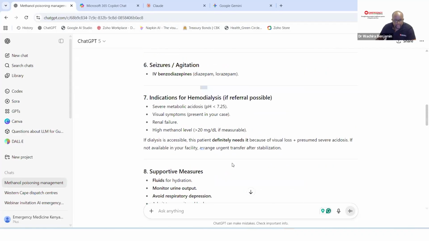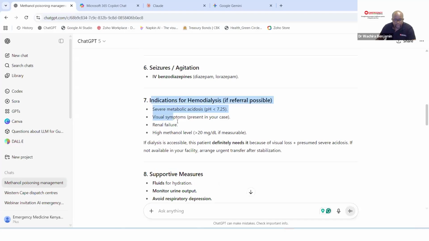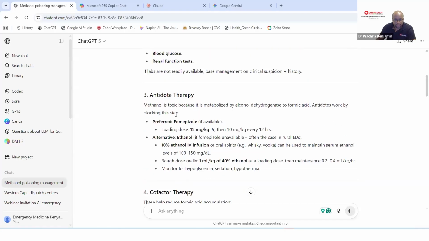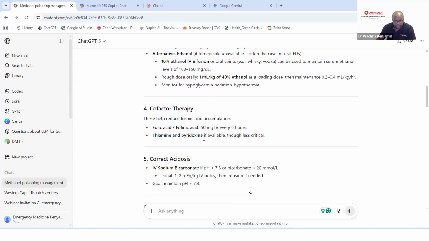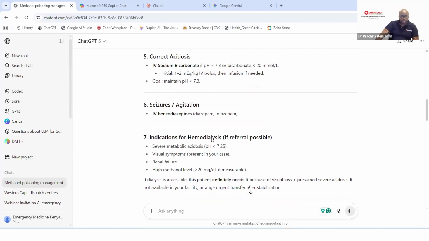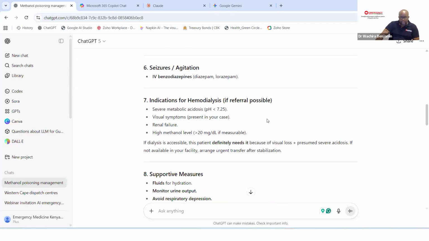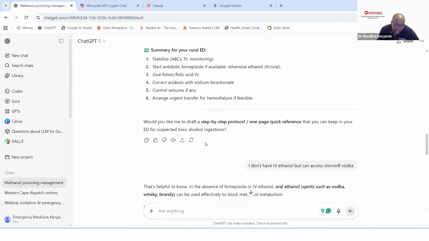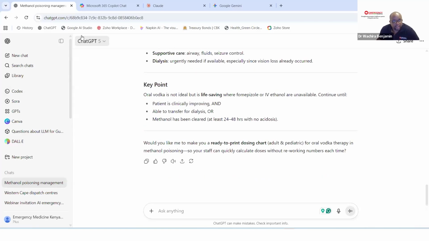But let me see, so dialysis, what are the indications? Indications for hemodialysis. We just quickly jumped to vodka. If you don't have IV ethanol we can give vodka, give thiamine or pyridoxine. Correct acidosis, if you can get your pH done. Seizure control. If your patient has visual symptoms, that is already an indication for dialysis, so they definitely need to go for dialysis. I'm sure you're not able to measure methanol levels, but yes, dialysis. So as you give them vodka, send them for dialysis.